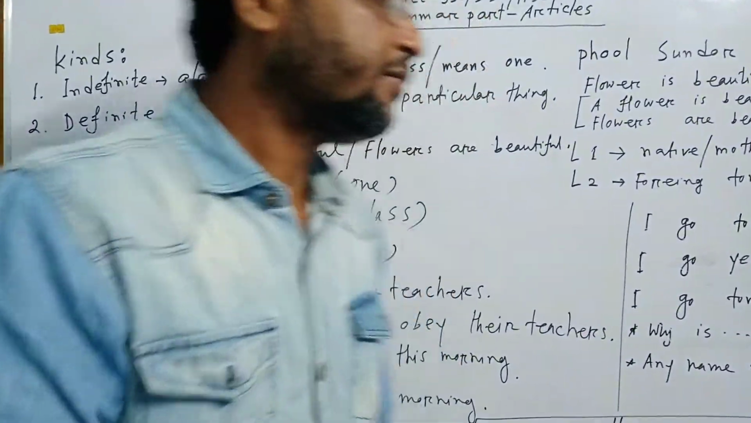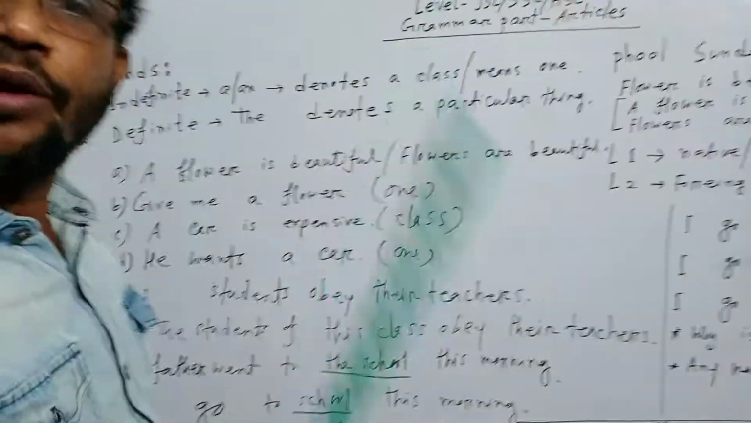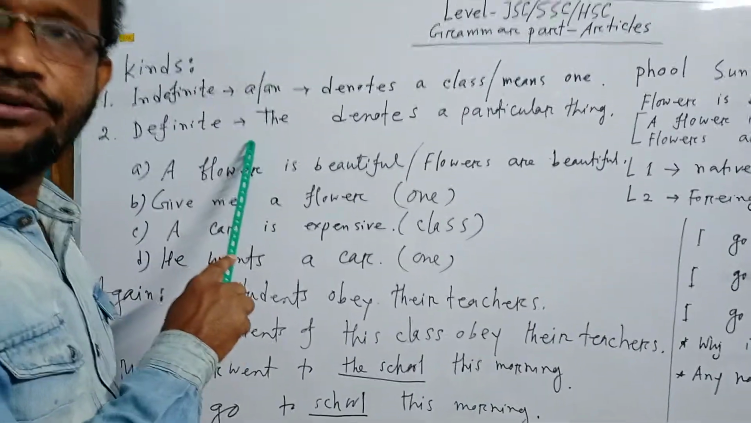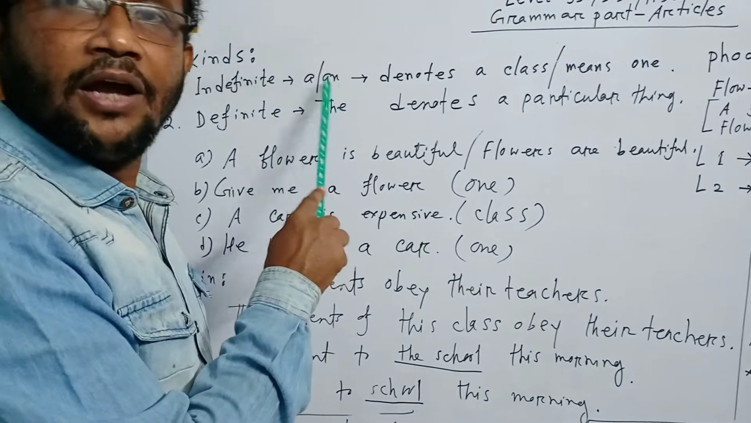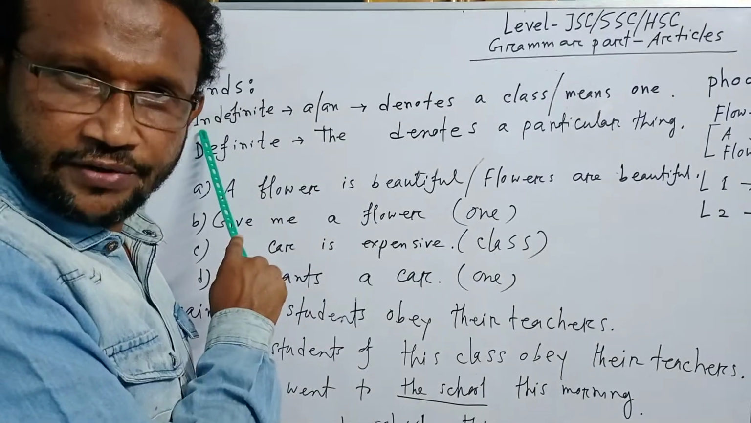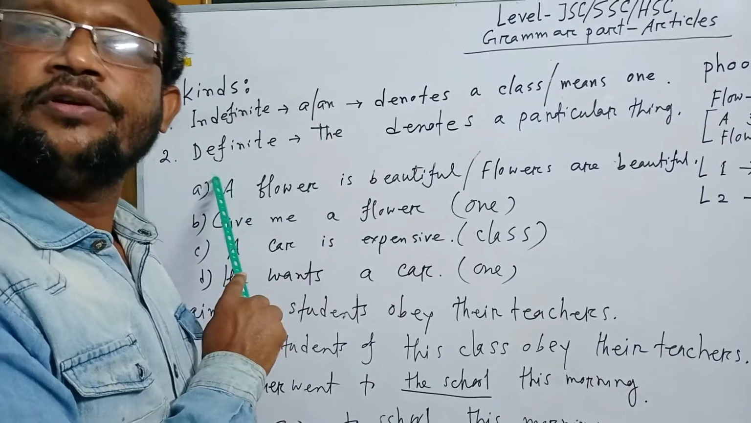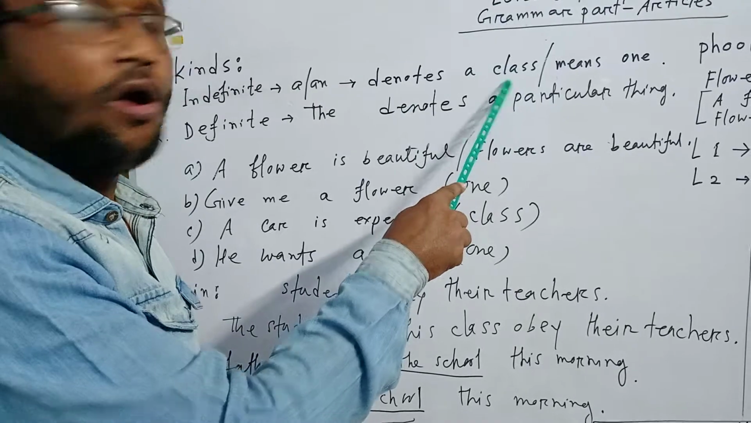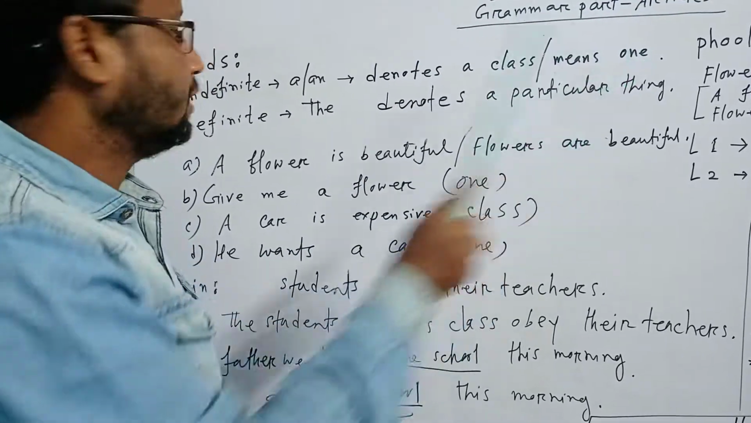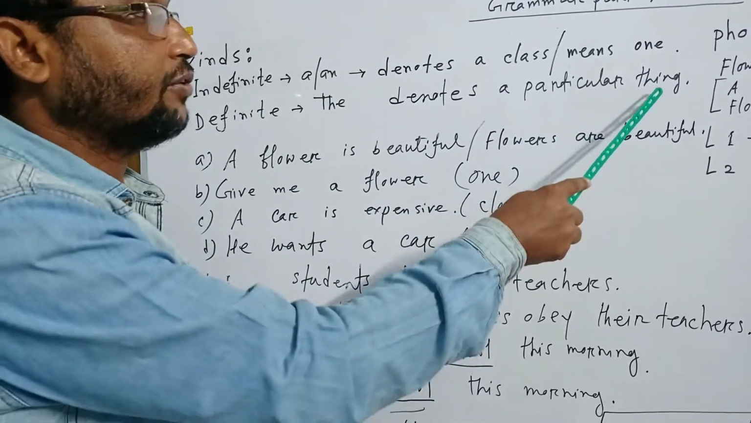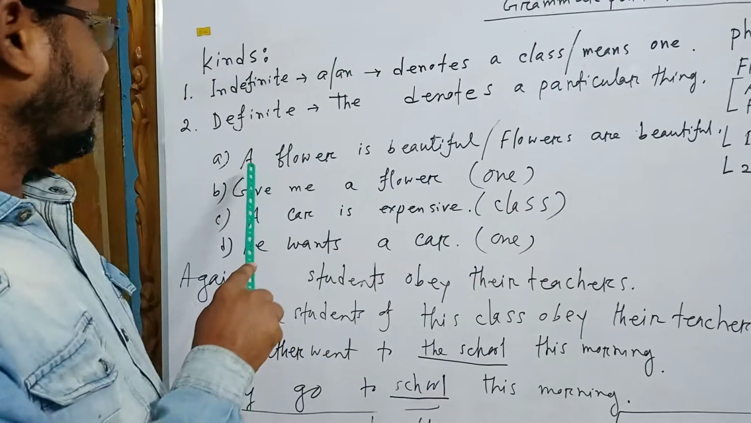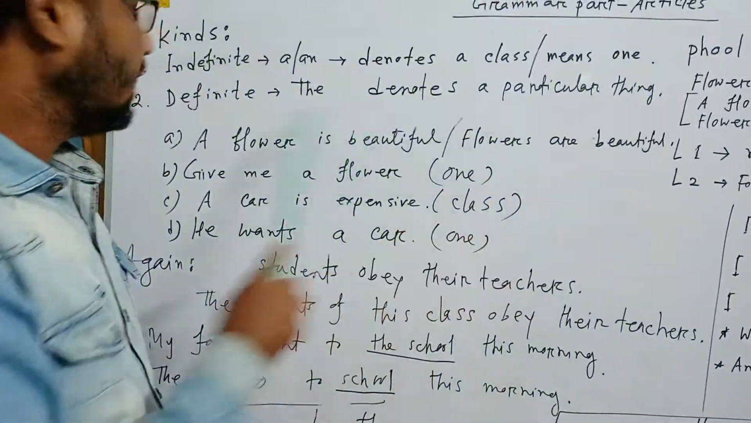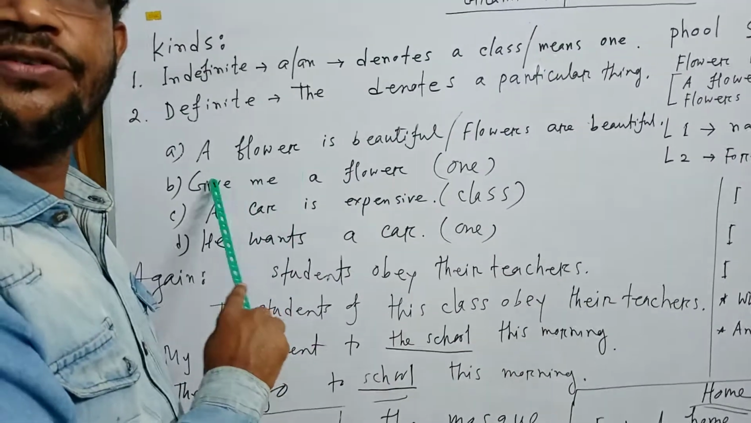Let's start our class. You see, there are two kinds of articles: indefinite articles and definite articles. A or An is called indefinite articles, and The is called definite article. A and An denote a class or sometimes mean one. The denotes a particular thing. For example, a flower is beautiful, or we can write flowers are beautiful. A flower means a class.